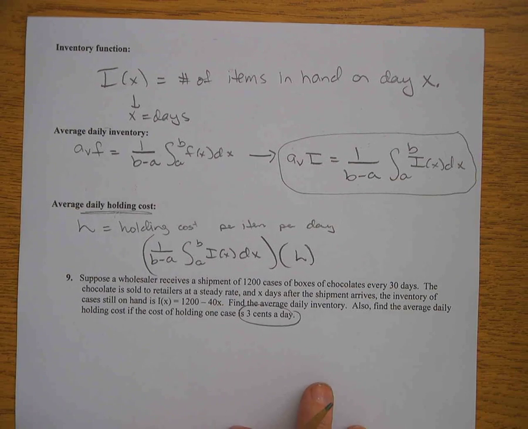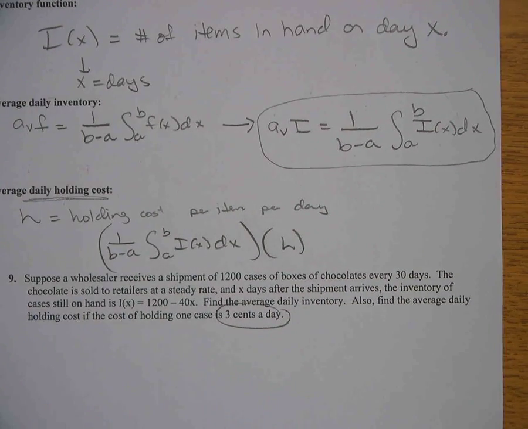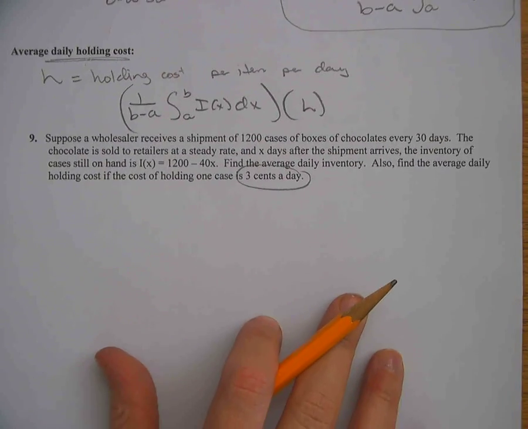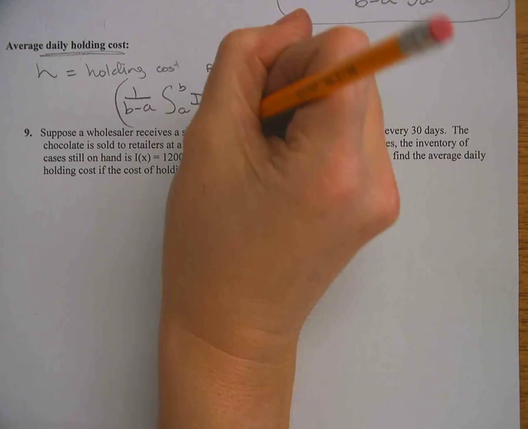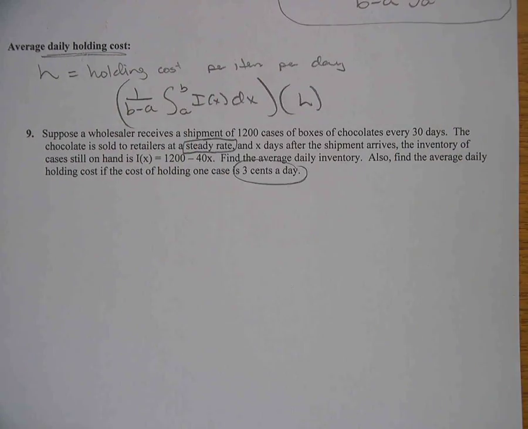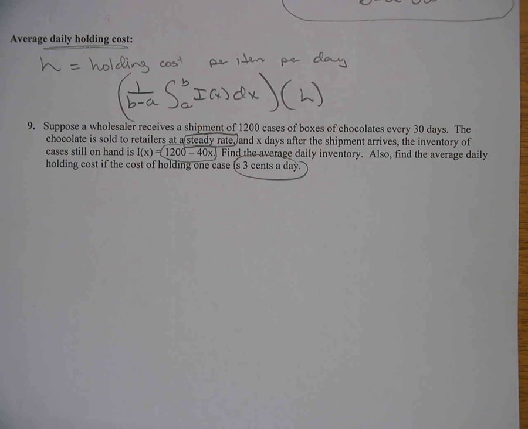So let's apply those formulas now in number 9. Number 9 says, suppose a wholesaler receives a shipment of 1,200 cases of boxes of chocolates every 30 days. The chocolate is sold at a steady rate. Of course, we like to keep things steady for this level of calculus to take out some of the variables. X days after the shipment arrives, the inventory of cases still on hand is the function 1,200 minus 40x. So that's our inventory function.